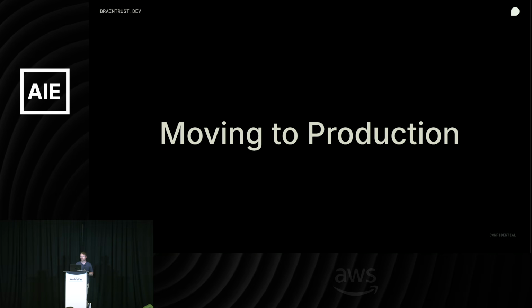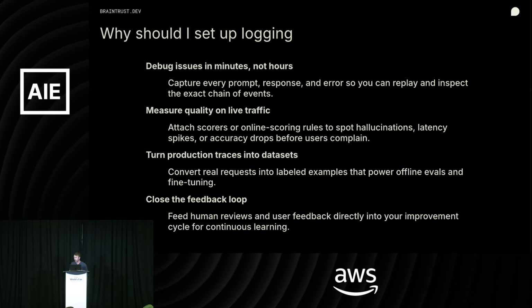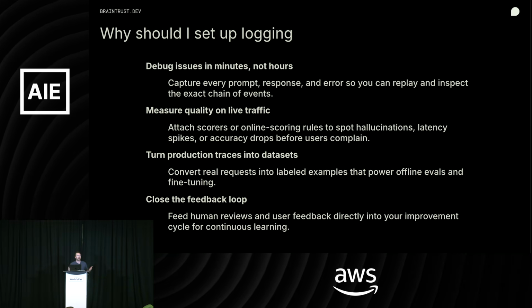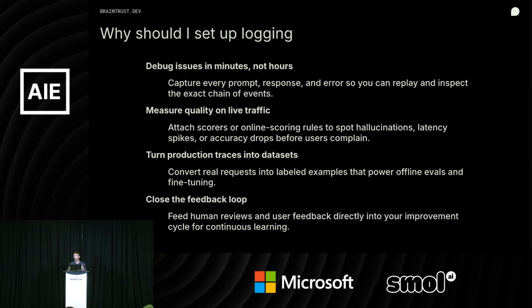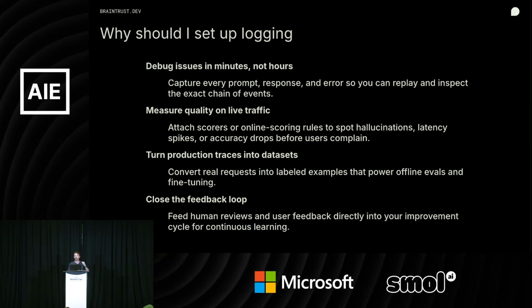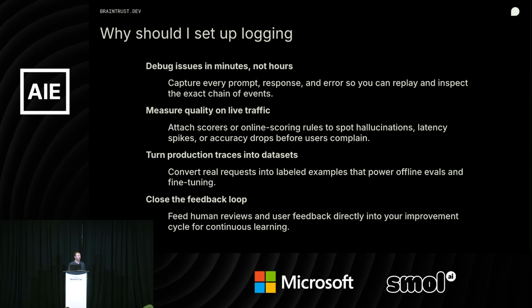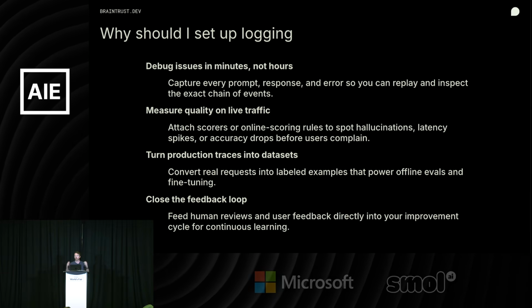Cool, let's move to production. Moving to production entails setting up logging, right? It entails instrumenting our application with Braintrust code. Being able to say, I want to wrap this LLM client, I want to wrap this particular function when it goes to call that tool. It becomes very, very easy to do that.